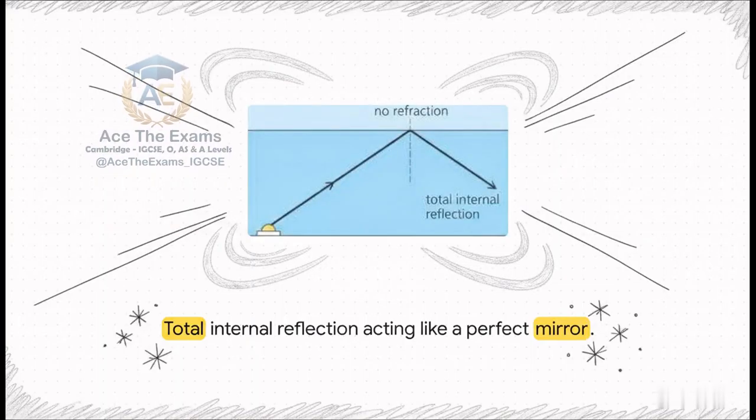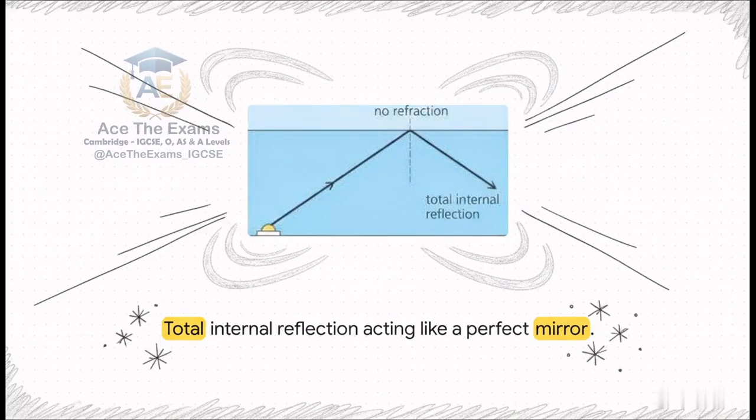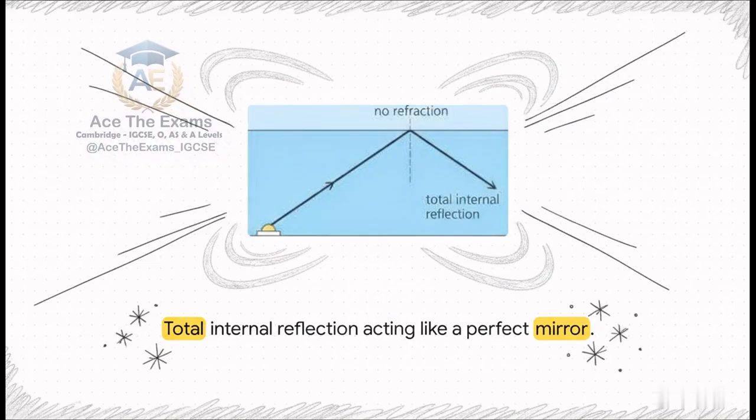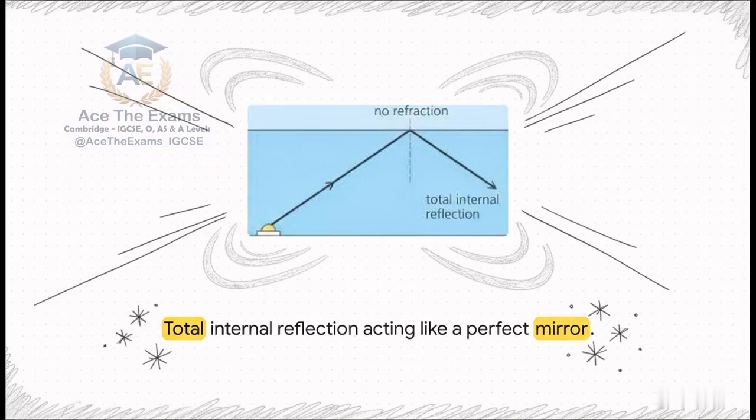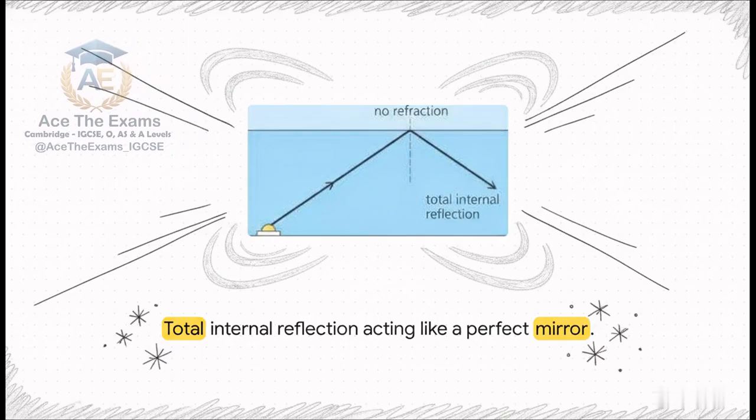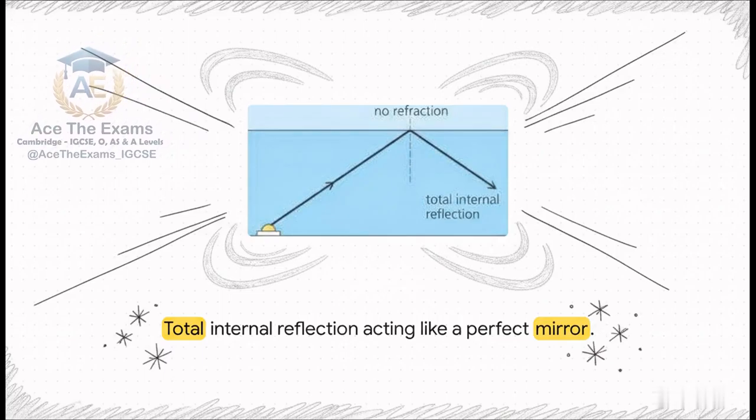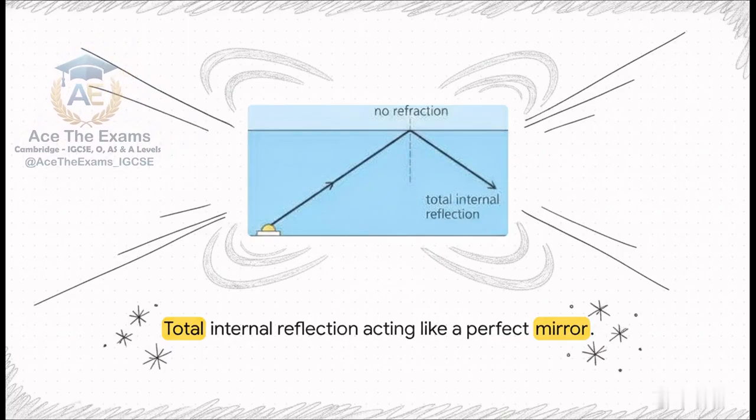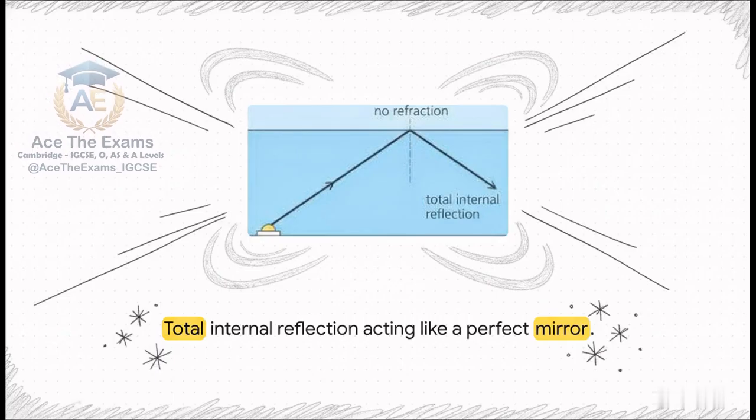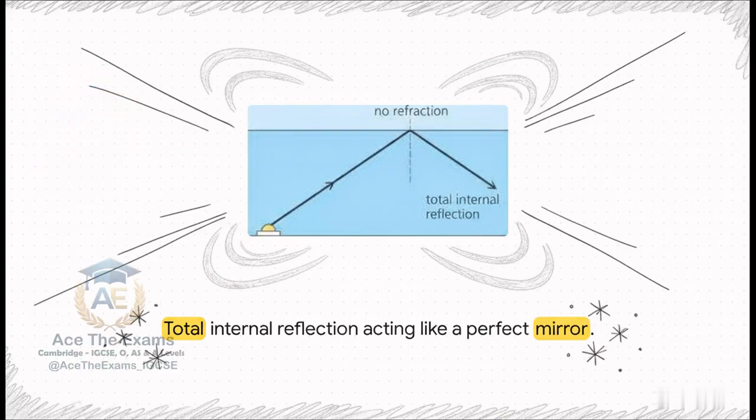And here is the grand finale of this phenomenon. If that light ray hits the surface at an angle even slightly greater than the critical angle, refraction completely stops. Absolutely no light escapes into the air. Instead, 100% of the light is reflected back down into the water. The inside surface of the water is literally acting as a flawless mirror. This, my friends, is total internal reflection.